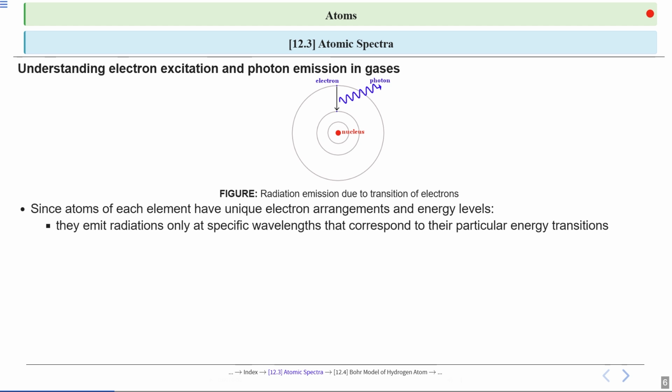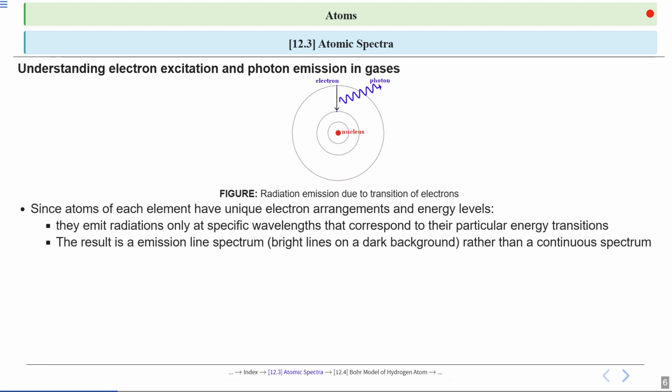Because of these unique energy transitions, atoms emit radiation only at certain wavelengths. These wavelengths match the exact energy difference between two energy levels. For example, in hydrogen, the jump from the second to the first energy level produces a specific color of light, while a different jump produces another color.